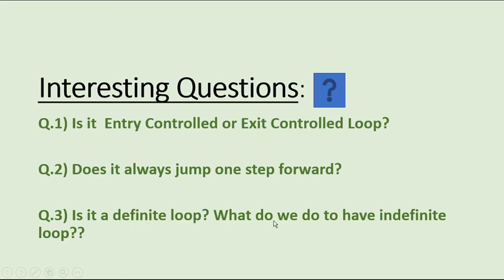What do we do to have an indefinite loop? If we want the loop to run an indefinite number of times, then we will go for a while loop. A while loop runs for as many times as the user wants. Whereas for the for loop, the user has to tell the program how many times the for loop will run. So these are some of the very interesting facts about a for loop.